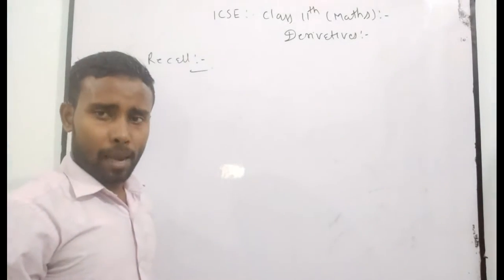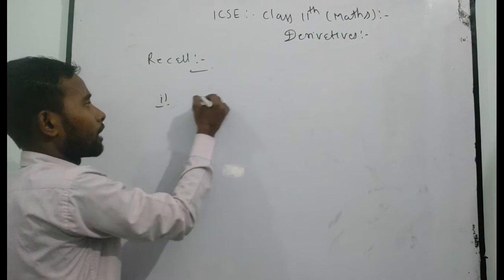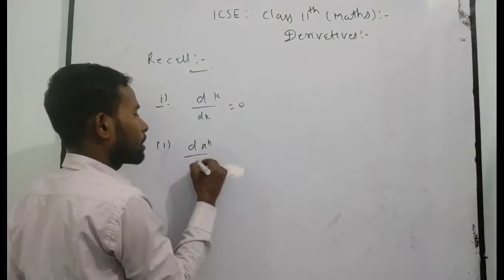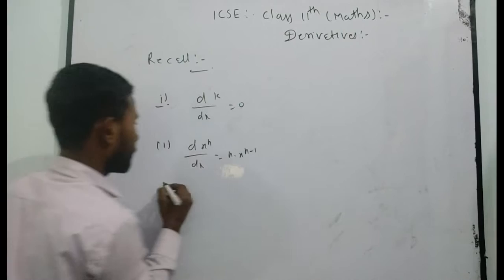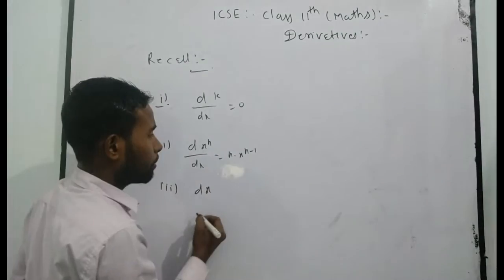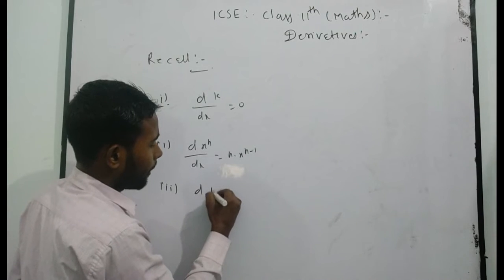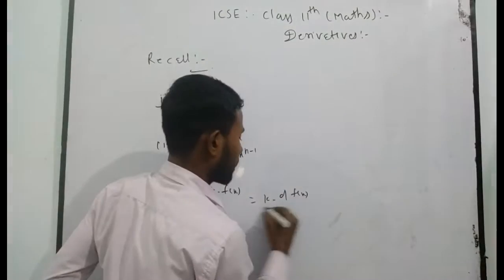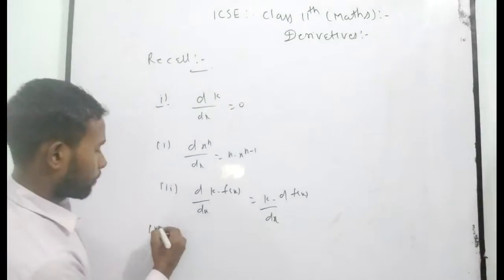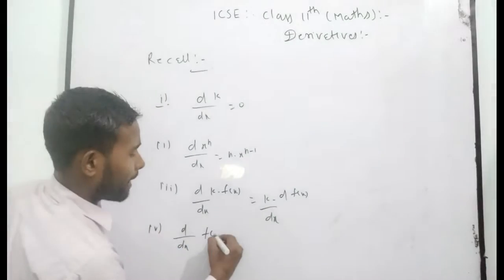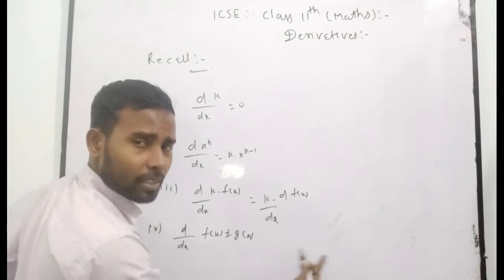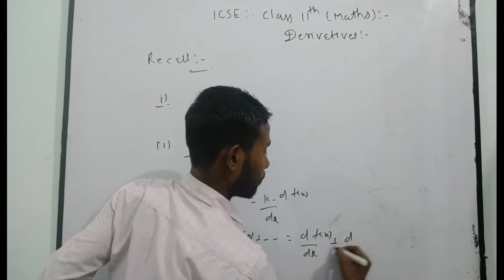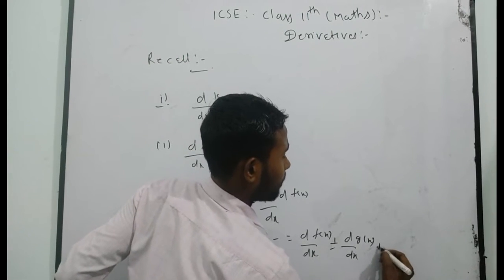In the previous chapter I have already told you the derivative of a constant function will always be 0. Second, the derivative of x to the power n with respect to x is equal to n into x to the power n minus 1. Third, the derivative of k into f(x) with respect to x is equal to k into the derivative of f(x) with respect to x. Fourth, the derivative of f(x) plus minus g(x), and you can generalize it, is equal to the derivative of f(x) plus minus the derivative of g(x) plus minus and so on.